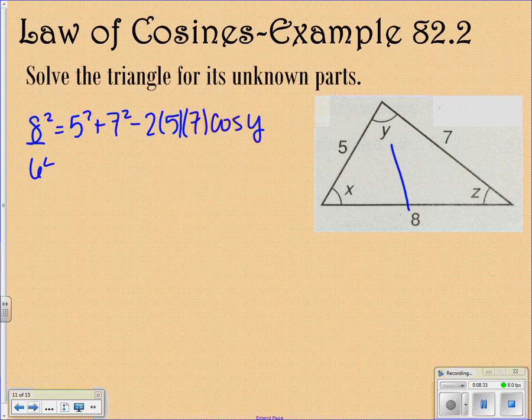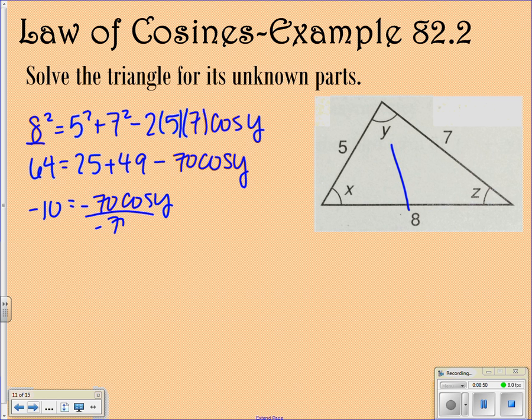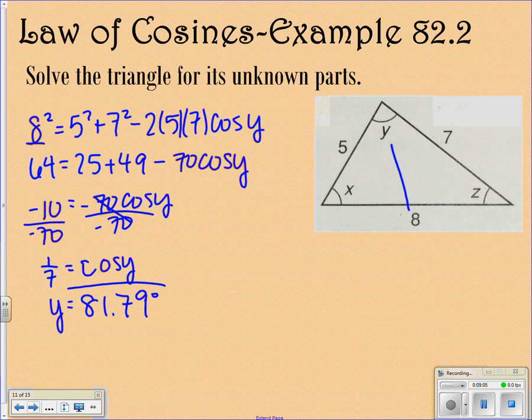So I have 64, and then 25 plus 49, and then minus 70 cosine of y. So 64 minus 25 minus 49 is negative 10, and negative 70 cosine of y. So divide by the negative 70, and I have 1/7 equals the cosine of y. So now you need to do cosine inverse of 1/7, and y equals 81.79 degrees. So that is our y value. We don't have to worry about is it an acute or an obtuse angle when you're dealing with the law of cosines.